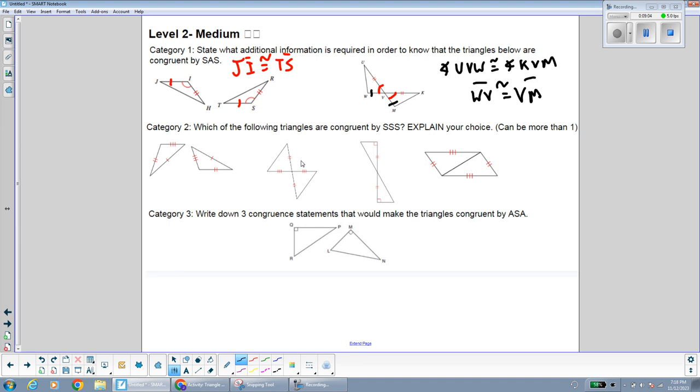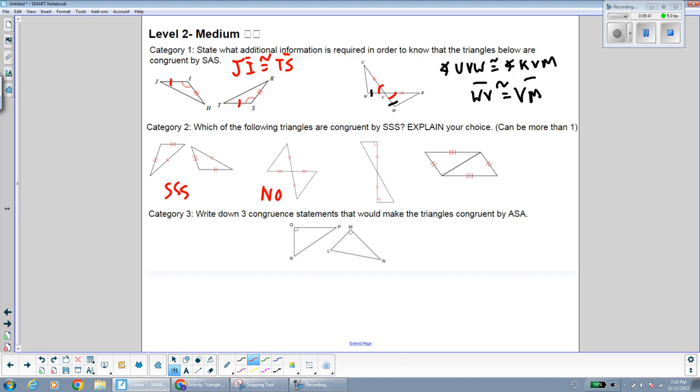Next one, which are congruent by SSS, by side, side, side? Obviously, this first one. There are 3 pairs of congruent corresponding sides. Not this one. There's only 2 pairs of congruent corresponding sides. We don't know anything about these 2 sides. We have vertical angles, but that gives you an angle, not a side. So I'm going to put down here, no. These are not congruent by side, side, side. By side, angle, side, yes, but not by side, side, side.